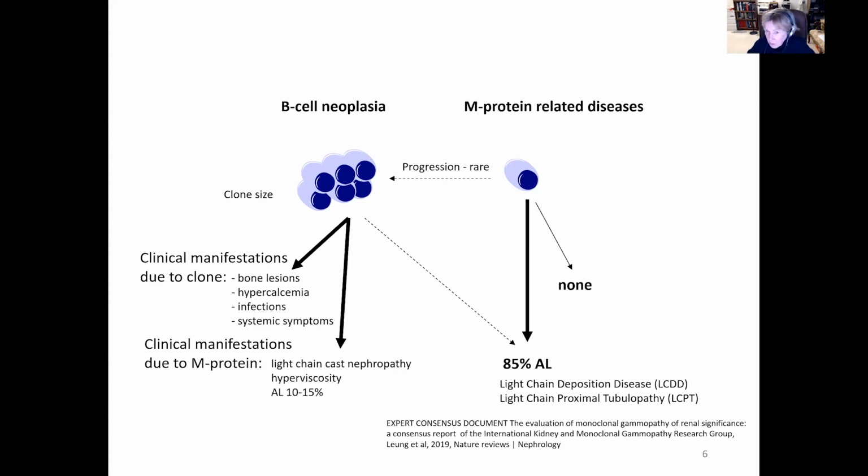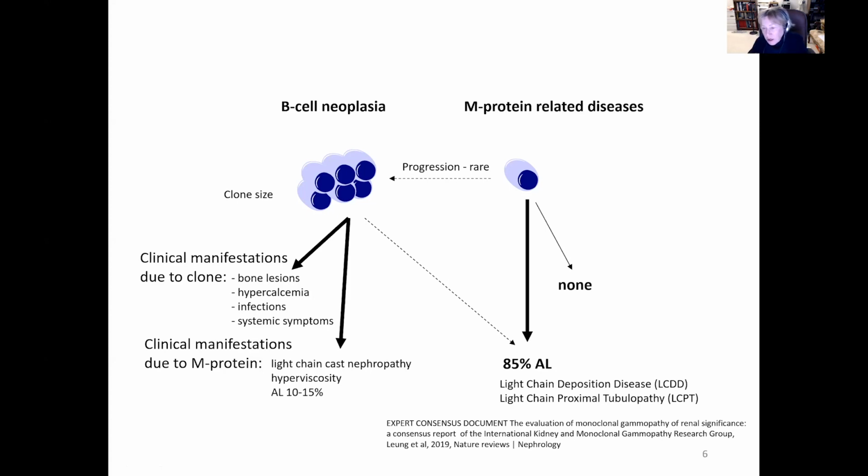have AL amyloidosis. The great majority of patients, about 85% of patients with AL, have small clone size, such that most of the time they have no clinical manifestations due to the clone, but yet they have enormous, very severe manifestations due to the M protein. And here is light chain amyloidosis, AL. There is also light chain deposition disease, light chain proximal tubulopathy, etc. I would like to refer you to this expert consensus document listing a variety of other conditions.